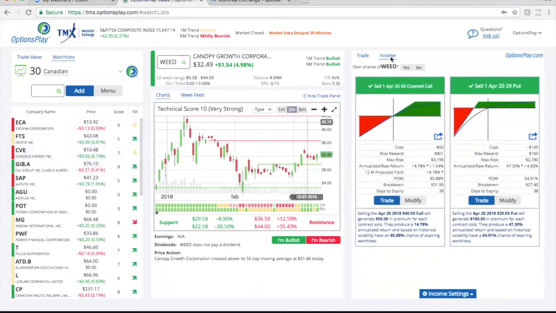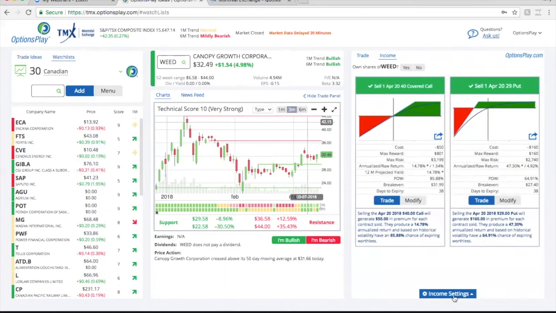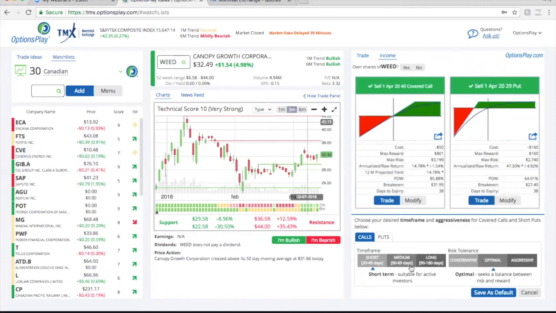And what we do here on the income tab is, when you're selling covered calls, each one of you is going to be a little different. There are personal preferences that you each have. So one of the things that we offer here is the income settings button at the very bottom of the income tab. This allows you to set your personalized settings for selling covered calls. And for those of you that are a bit more advanced, you can do this for selling cash secured puts as well.